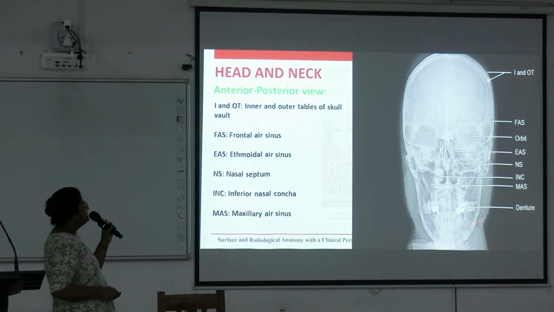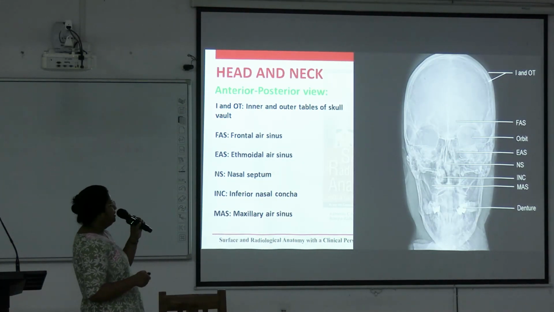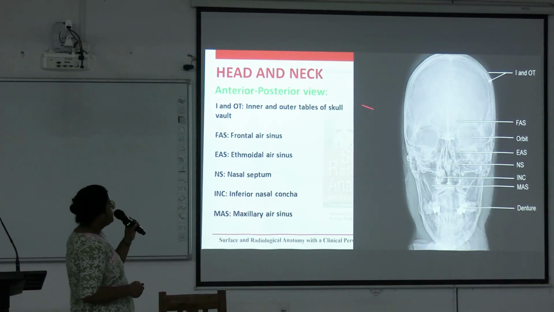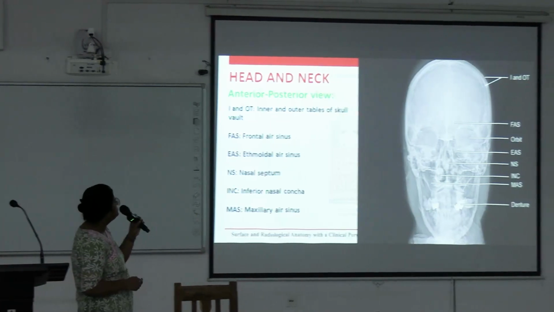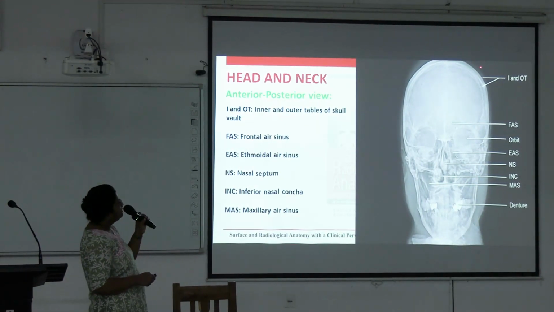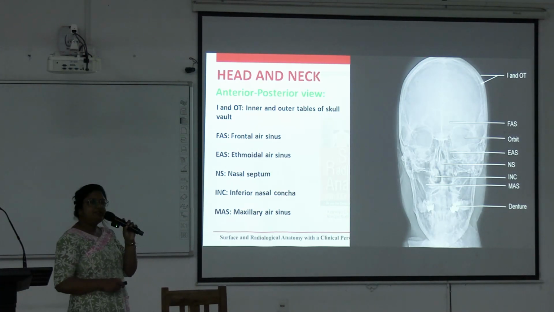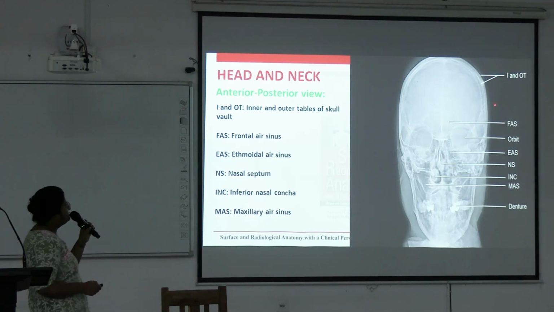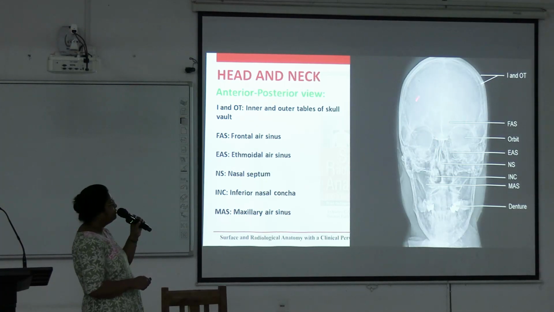See here, this is a plain radiograph of the skull region, anteroposterior view. In this view, what structures will you see? First the inner and outer table. This outer one is the outer table and then the inner table of the skull. Above it is the soft tissue area. Next, this triangular hypoechoic area is the frontal air sinus.